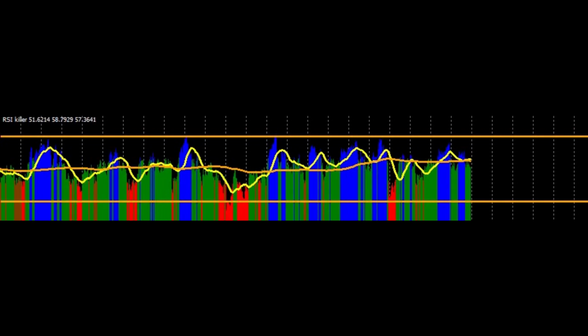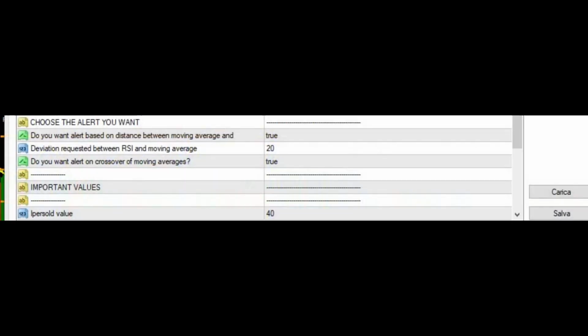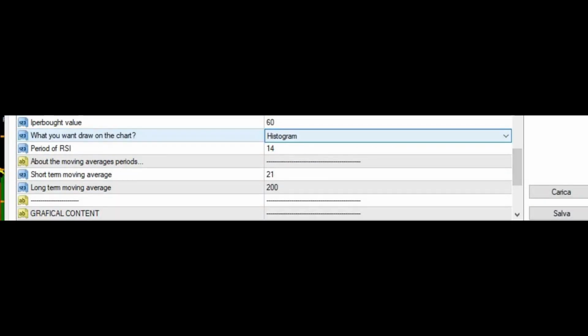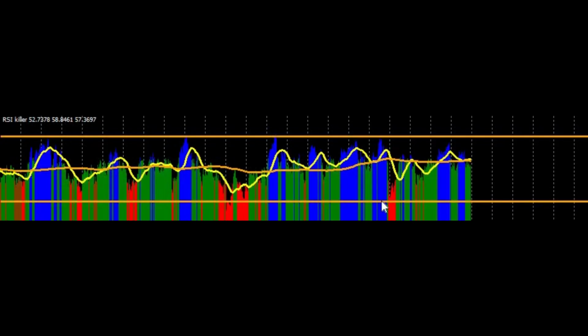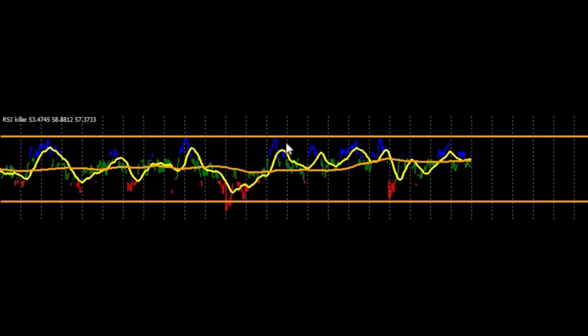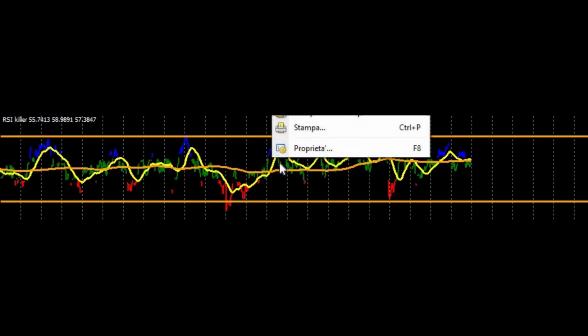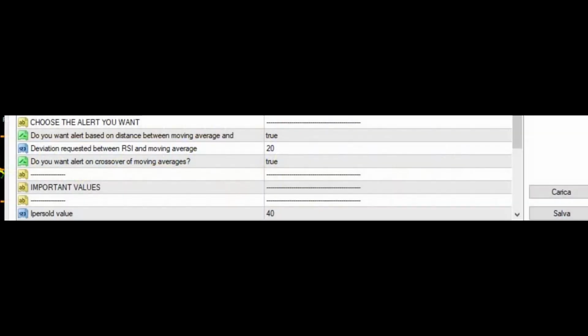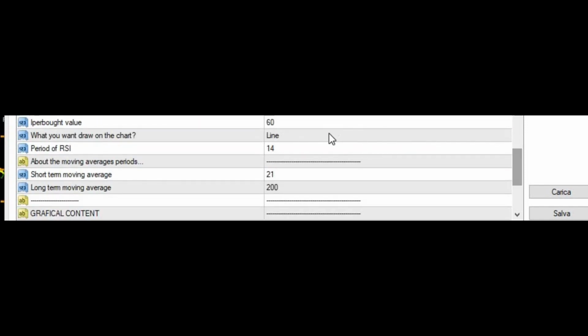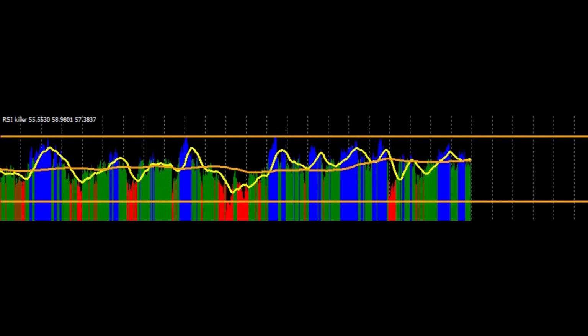So that's the graphical part. It's composed by a histogram, but you can also use it as a line chart, but I like the histogram most, and also by the moving averages. Let's talk more deeply about that. So the histogram has three colors that you can set by the inputs, obviously. The first color is blue, that is the overbought value. We also have a neutral value and an oversold value, which is represented by red.